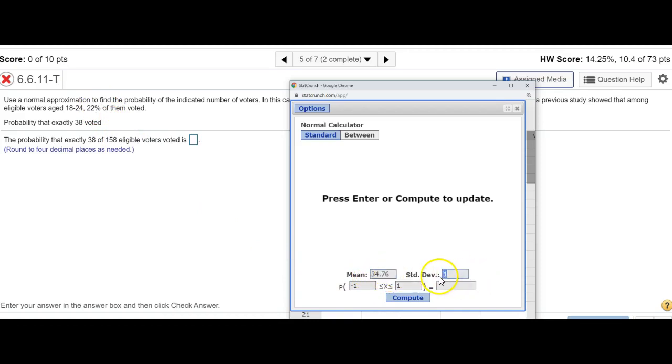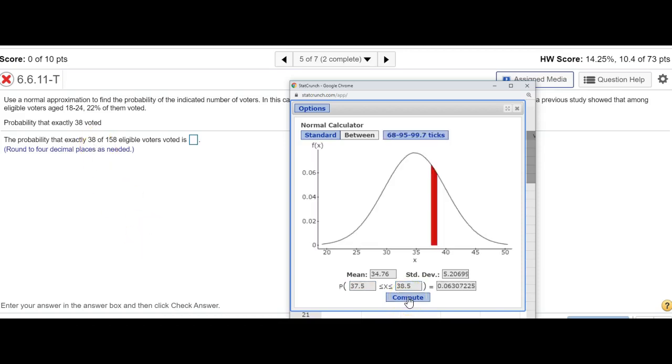Now our standard deviation is going to be the square root of N times P times Q. So if I take the square root of 158 times 0.22 times 0.78, that's going to give me 5.206995, and so forth. And that's going to give us a good enough approximation. Now again, we have to take into account the continuity. So this is going to be 37.5 and this is going to be 38.5, because we're looking for that range that includes the 38.